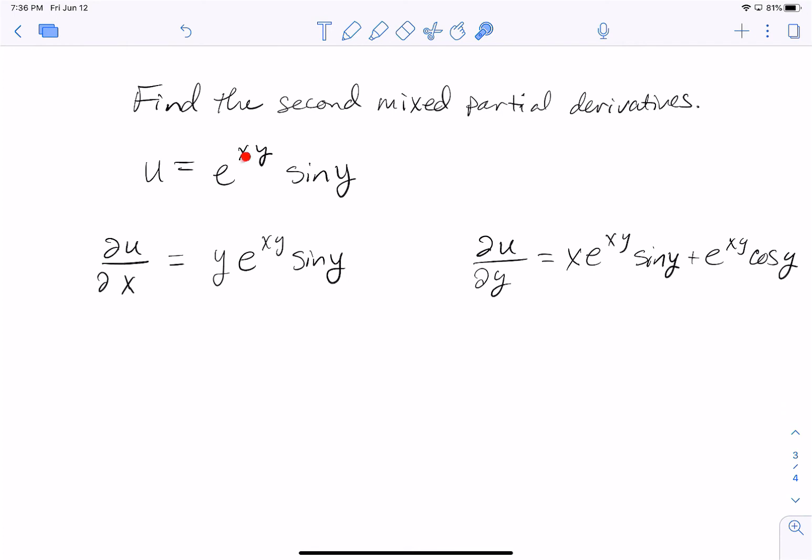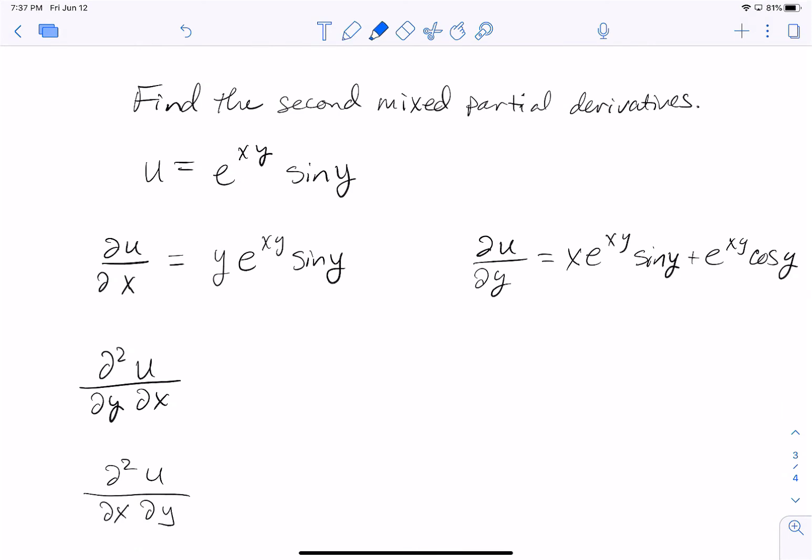And x is constant with respect to y, so we end up with x e to the xy sine of y plus e to the xy cosine of y. Now I'm going to ask you to pause it again in a second here so that you can find the second partial of u first with respect to x and then with respect to y, and then find the second partial of u first with respect to y, then with respect to x.